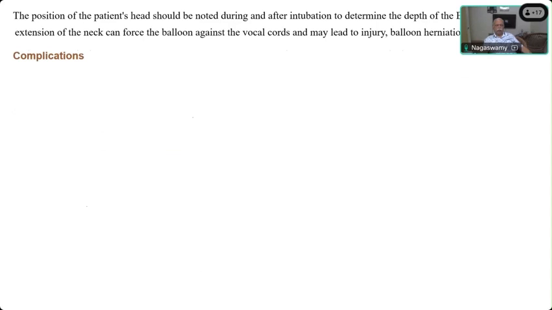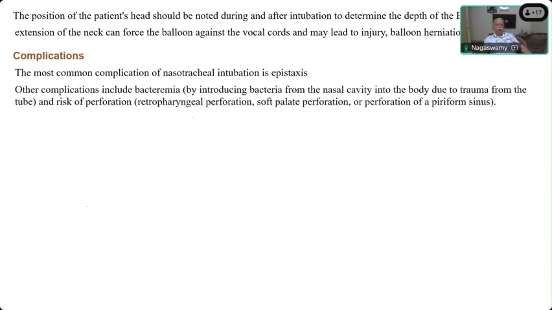Now, next thing is complications. You can mention what the complications are. The most common complication is bleeding, epistaxis. This is very, very common, right from the entry point to anywhere lower down, it can cause bleeding. Other complications are bacteremia, that is, the tube can carry the bacteria from the nasal cavity into the blood and cause a bloodstream infection, or perforation. It can perforate the pharyngeal soft palate or the pyriform fossa. So these are the things you have to say about nasal intubation under general anesthesia.